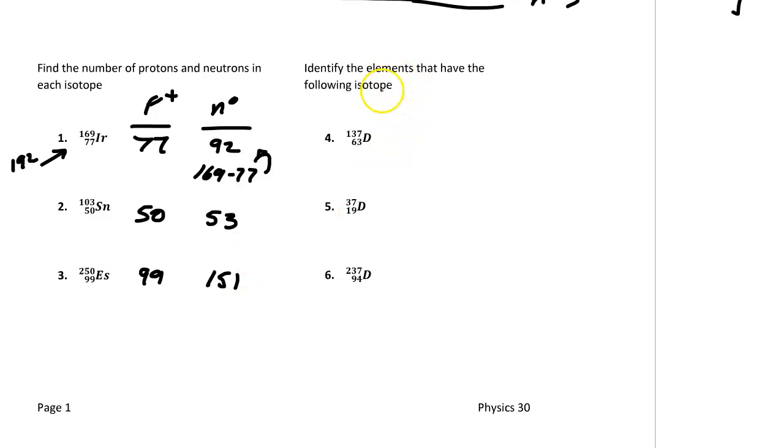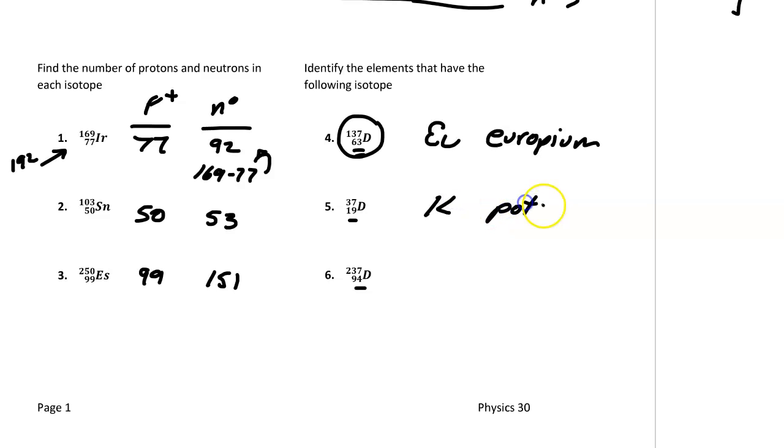Taking a look and identifying the elements that have this particular isotope, mostly we're going to focus in on that charge of the nucleus, that nucleus charge, in order for us to find out which atom it is, because that will match the atomic number. So number 63 in the periodic table is Eu, or europium. Number 19 on the periodic table is K, which is potassium. And number 94 on the periodic table is Pu, or plutonium.